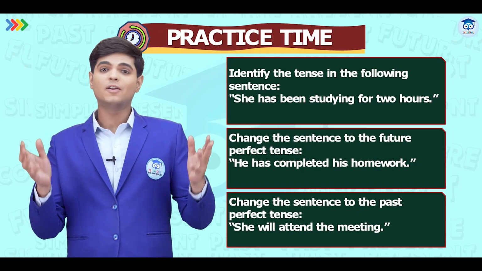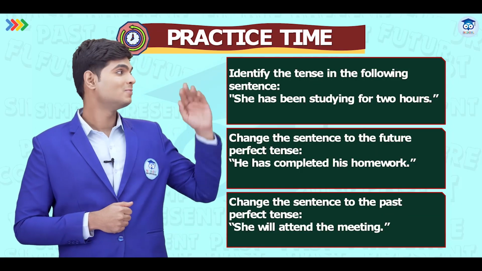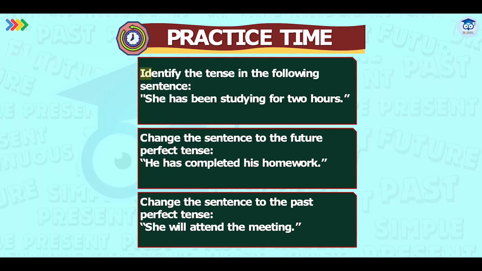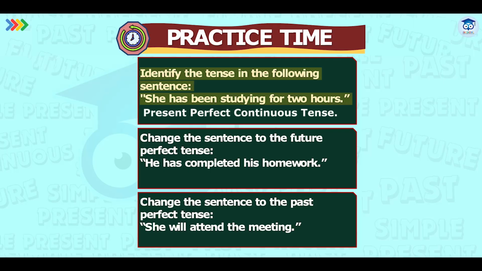Let's now apply everything we've learned. It's practice time. We'll begin with the first task. Identify the tense in the following sentence. She has been studying for 2 hours. Take a moment. This sentence shows an action that started in the past and is still happening now. That tells us it's in the present perfect continuous tense.